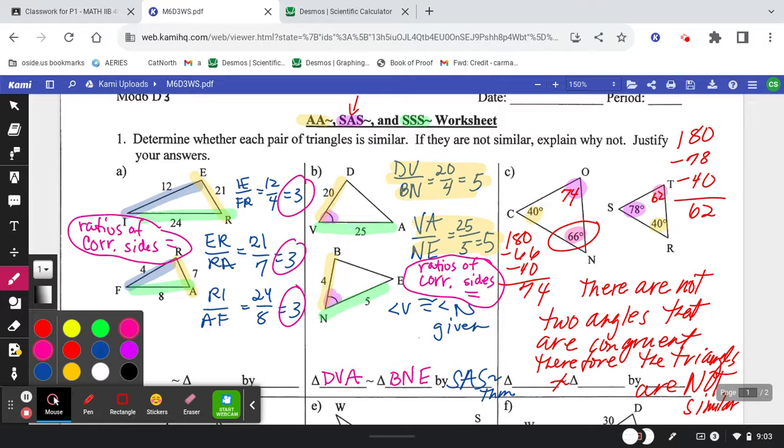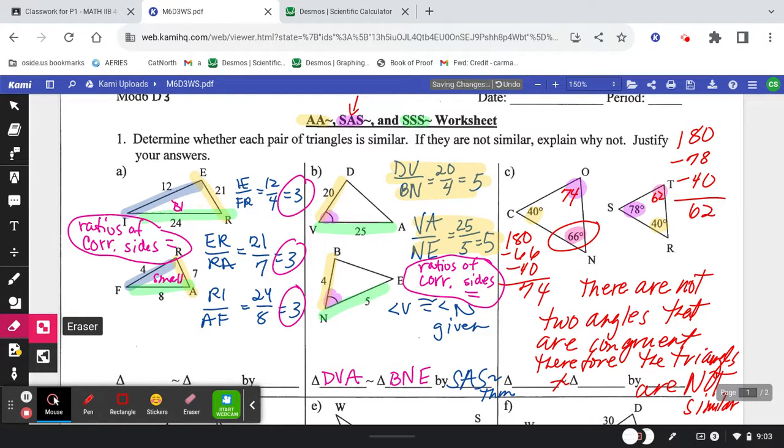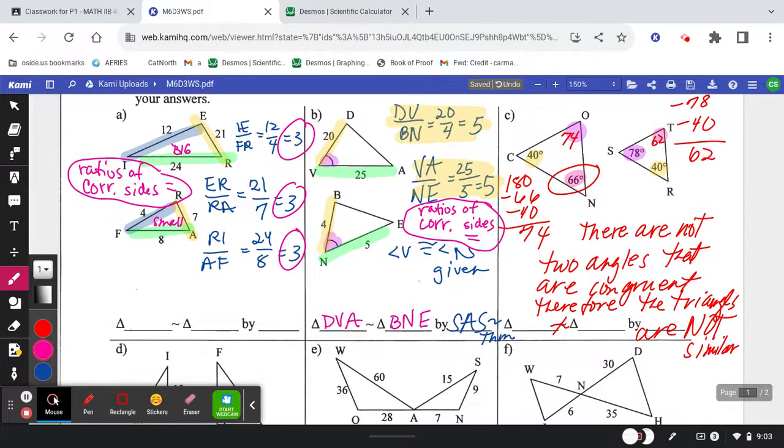Your letters can be reversed, but one thing that you want to stay consistent on is if I go big is to small for my triangles, I need to stay big is to small on all of my ratios. If I go small is to big, I could have had all of these reversed and gotten 1/3, 1/3, 1/3, and all the side ratios would still be the same and it would still work. But please make sure you are staying consistent with big is to small or small is to big. So this is similar by the side similarity theorem, since all three sides have the same ratios. So we say triangle IER is similar to triangle FRA by side side side.